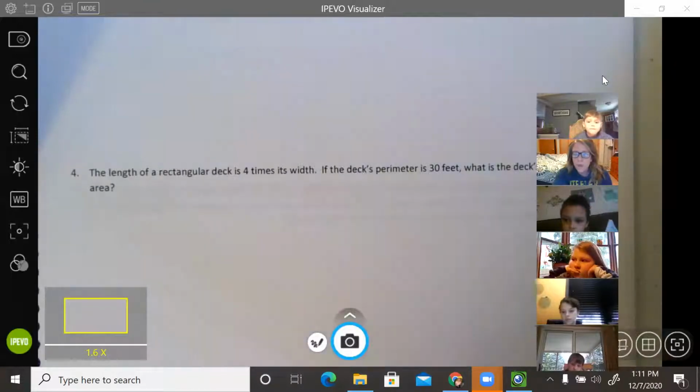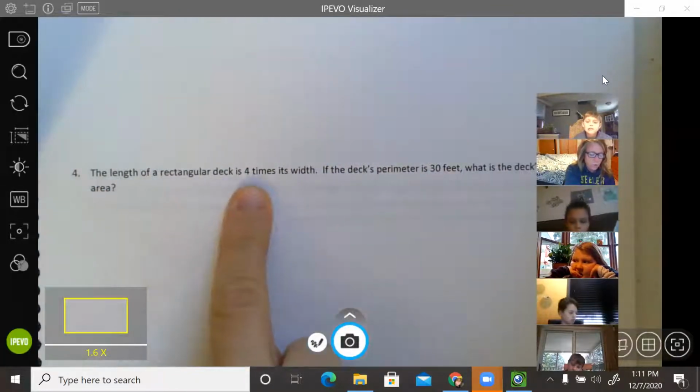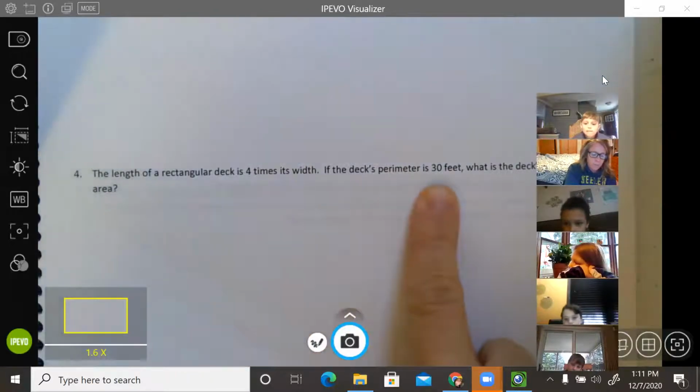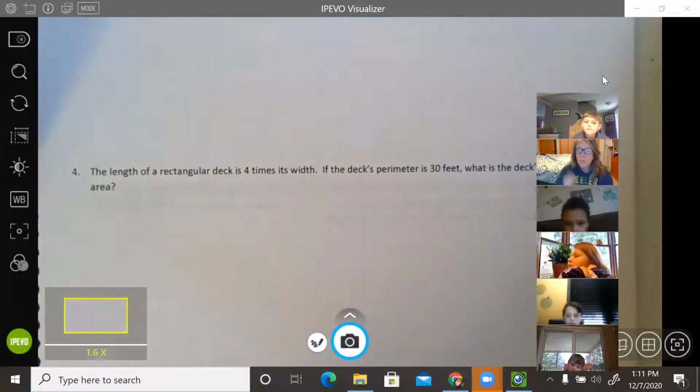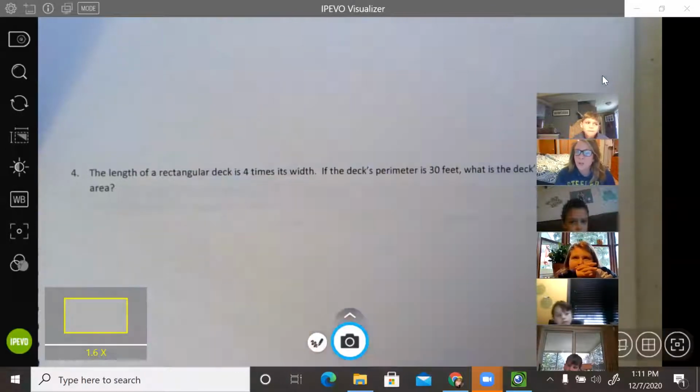Okay, so back to where we were. The length of a rectangular deck is 4 times its width. If the deck's perimeter is 30 feet, what is the deck's area? I'm going to be putting you into some groups. Zoe, you should be looking at watching the screen and looking at your paper.